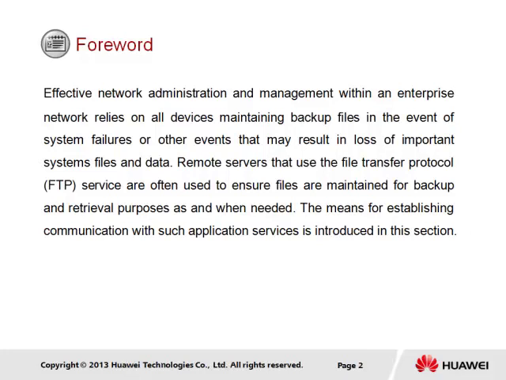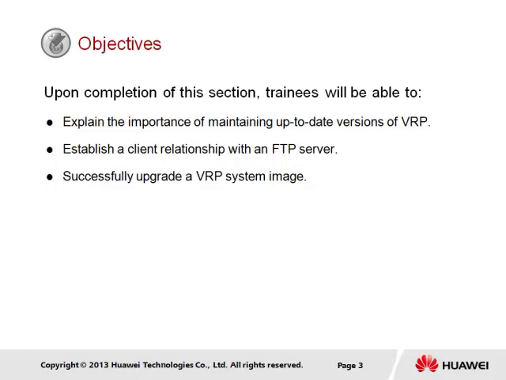Remote servers that use the file transfer protocol service are often used to ensure files are maintained for backup and retrieval purposes as and when needed. The means for establishing communication with such application services is introduced in this section. So upon completion of this section, it is generally expected that trainees will be able to explain the importance of maintaining up-to-date versions of VRP, establish a client relationship with an FTP server, and successfully upgrade a VRP system image.